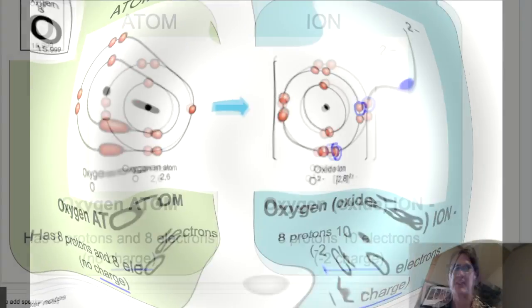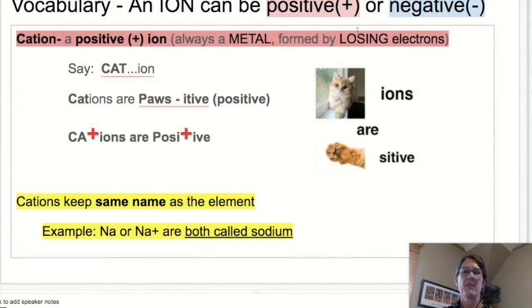Our next slide, we're going to get a little more detailed because since there are 2 kinds of ions, positive or negative, we have different words for those. So, vocabulary, an ion can be either positive or negative. And here again, I'm using pink for positive and blue for negative.